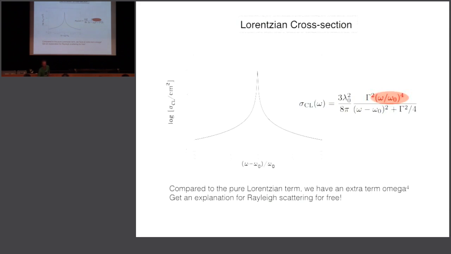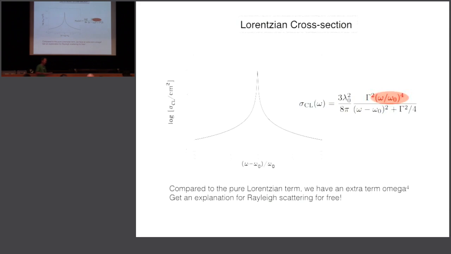But what is exciting about this is that you have this omega over omega naught to the fourth power term in there. And that's known as Rayleigh scattering, right? This is why the sky is blue, for example. It means that the cross-section is higher if you go to higher frequencies, right?